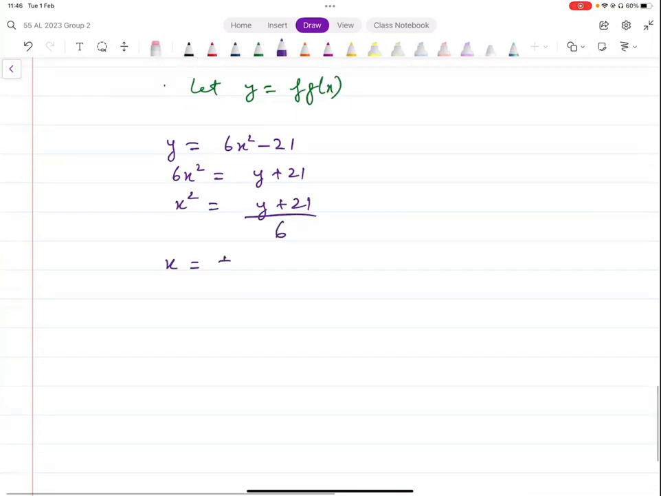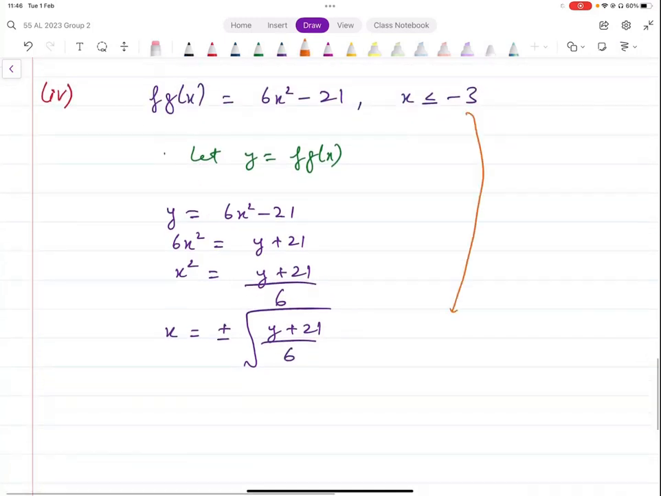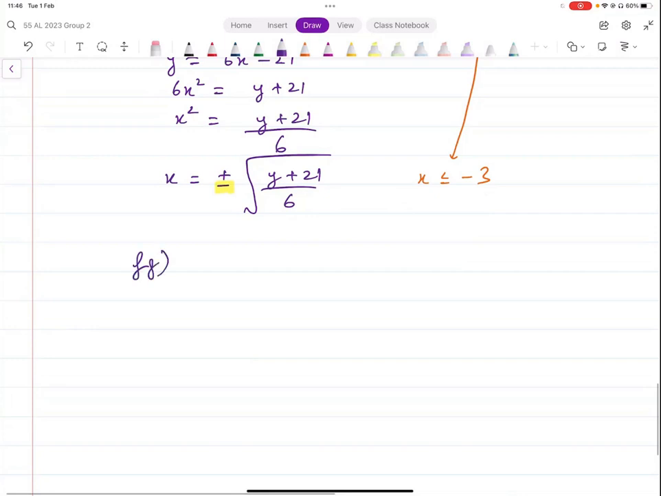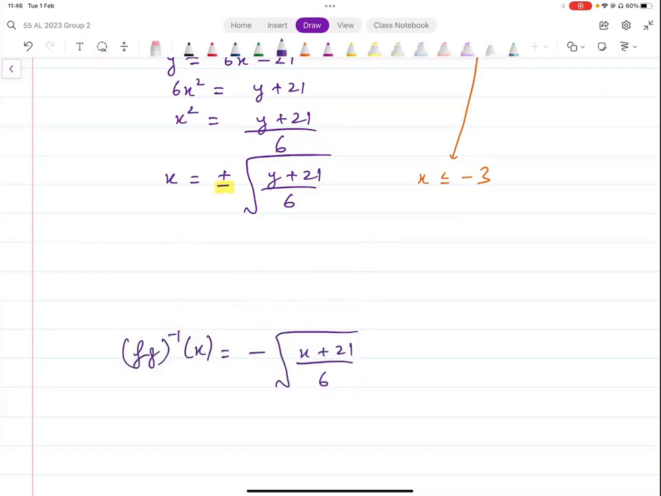We take square root on both sides. We have plus minus square root of y plus 21 over 6. But then which one of plus or minus do we consider? Minus, because x is less than or equal to minus 3. How can we get a value that's less than or equal to minus 3? We can only get that with a negative sign and not with a positive sign. So we say the inverse of fg is minus square root of x plus 21 over 6. That's the inverse function that we have.